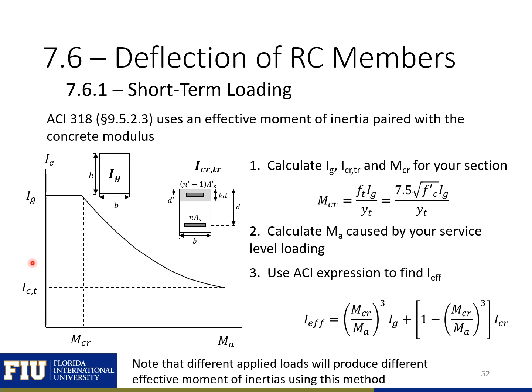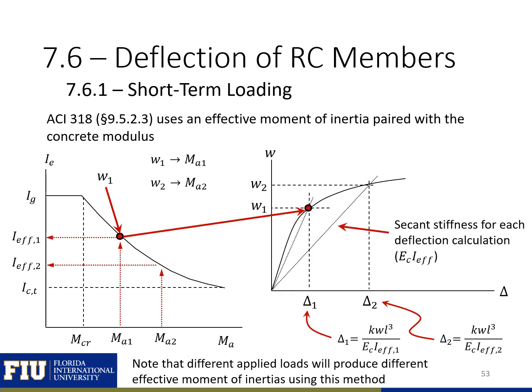So if our section is not yet cracked, if our M sub A is less than our M cracking, then we're going to use our gross moment of inertia. If our M sub A is above cracking, then we can use our ACI 318 expression for the effective moment of inertia. So our effective moment of inertia we can find using this equation. So as our M sub A increases, our I for our section is going to decrease and approach our I crack transformed.